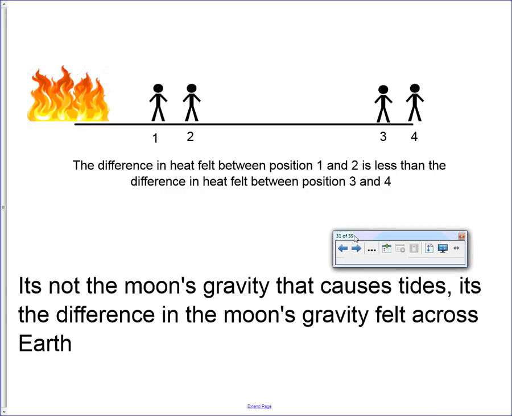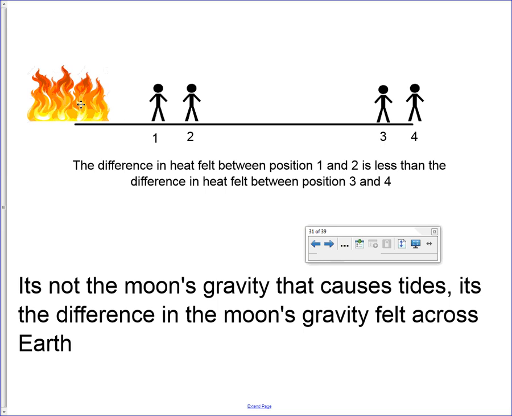An example of this that I give is this fire. If you're standing next to a bonfire, like 3 feet away from a fire, and it's too hot, taking one step back will make a big difference. But if you're already really, really far away from the fire and you take one step back, you're not going to notice much of a difference in the intensity. And that's because of the inverse square law. The change in the intensity is much greater between these distances than it is between these distances, even though the distances are the same. It's just because these are much farther away already. So it's not just the moon's gravity that causes tide, it's the difference in the moon's gravity felt across Earth.